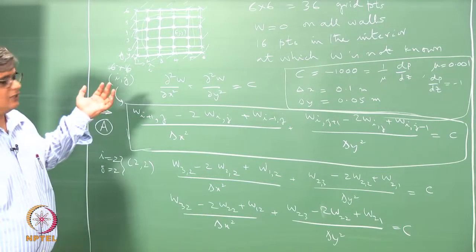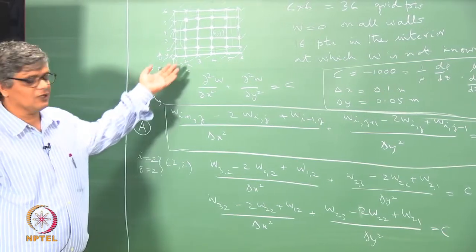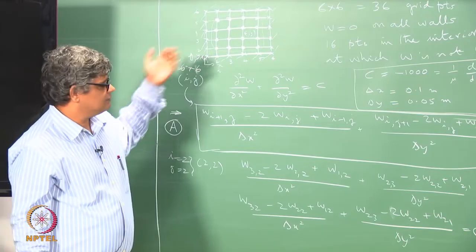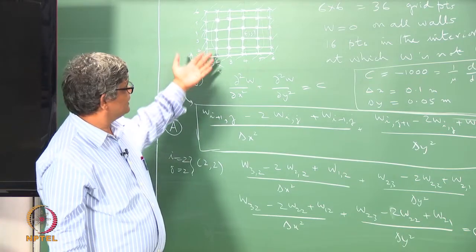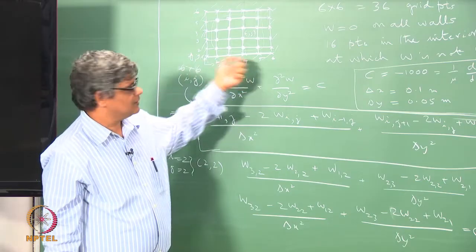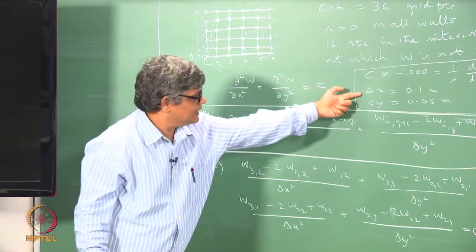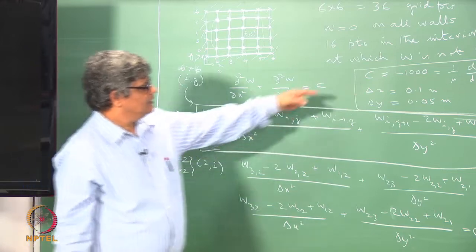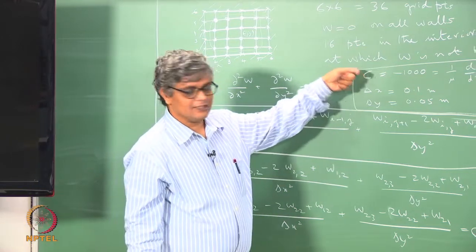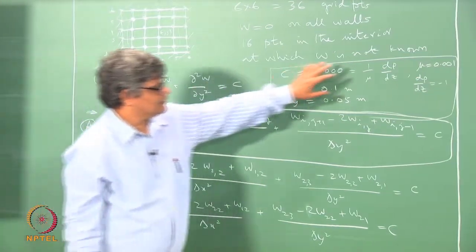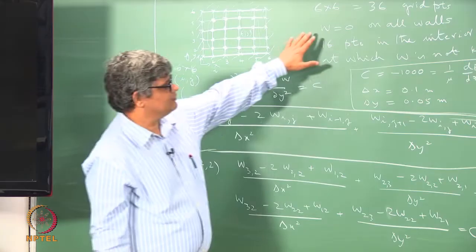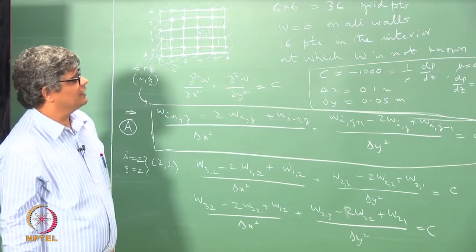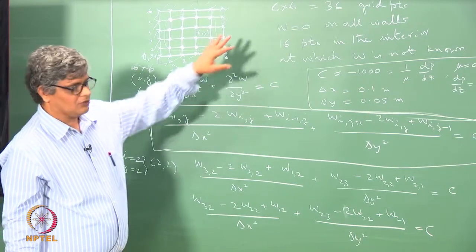If you want to find the velocities and all that, you need to know what are the physical dimensions of the domain, and from the physical dimensions and the number of grid points that you want to have, you can fix delta x and delta y. The constant here is part of the equation, and corresponding to the equation you have a certain numerical value. So you have this, and you also have the boundary condition that W equal to 0 on all walls.